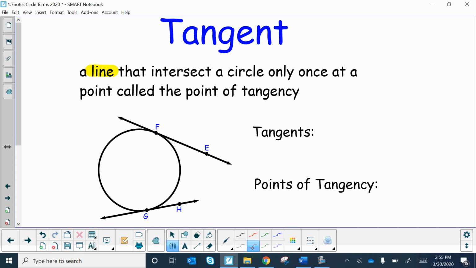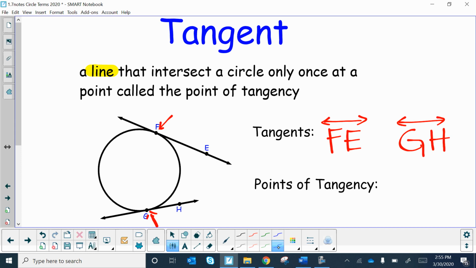So we have two examples of some tangents. Obviously, right there, it touches the circle at that point and at that point, point G and point F. So we have tangent FE, and you have to put the arrows on top. And then you have tangent GH. And again, make sure you put the correct symbol on top, because tangents are lines. The point of tangency for this one is point F, and the other one is G. All you have to do is write a letter. So be able to name tangents in a picture given to you on your homework.